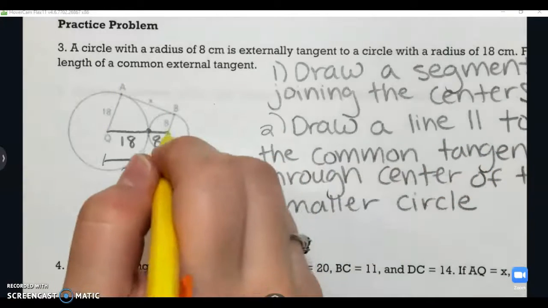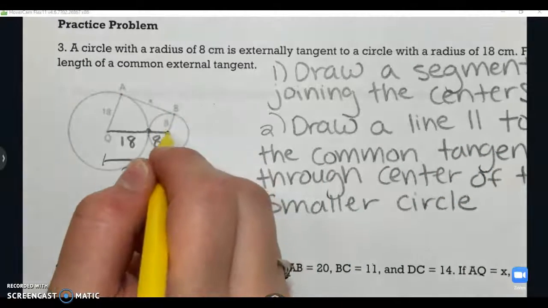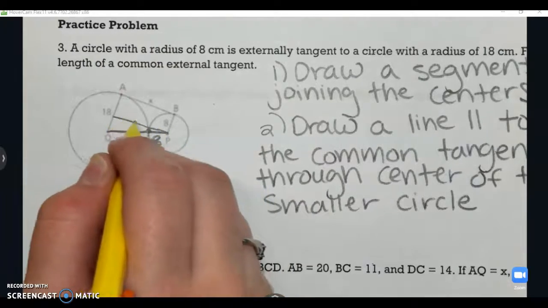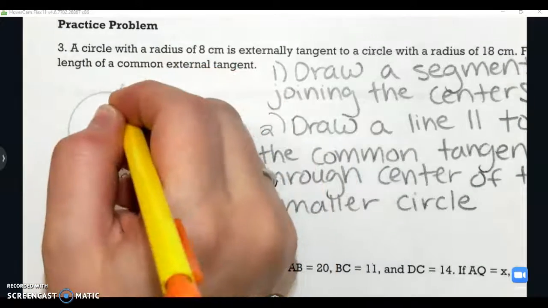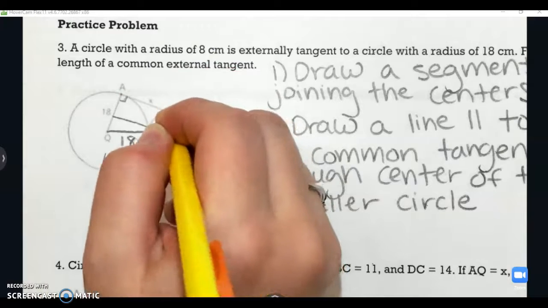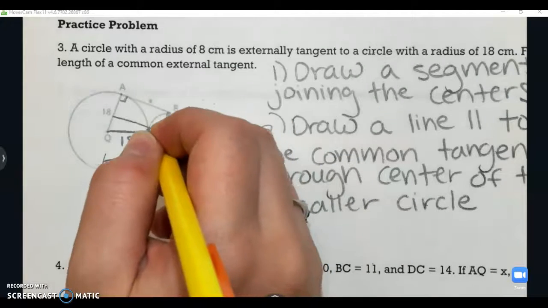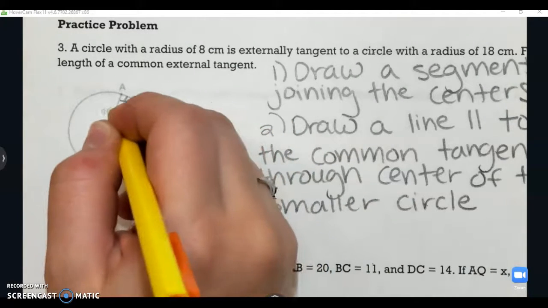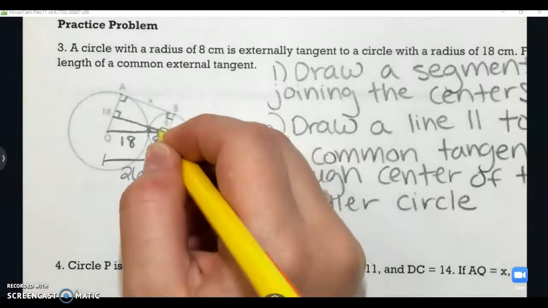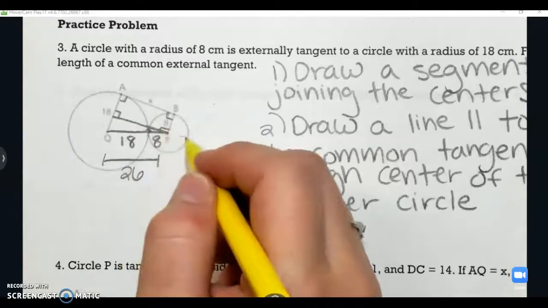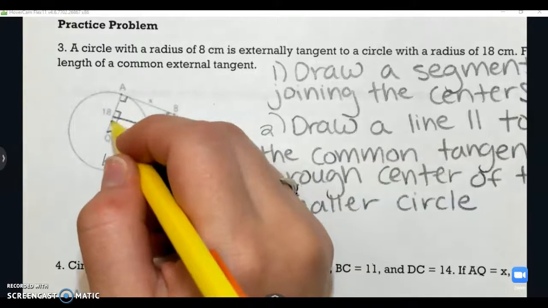So here's the center of my smaller circle P, and I'm going to draw a line that's parallel to AB. Now remember, because AB is tangent, that means that it is perpendicular to those radii, and if I'm drawing a parallel line, then that line is also perpendicular. So what we have here is a rectangle and a right triangle.